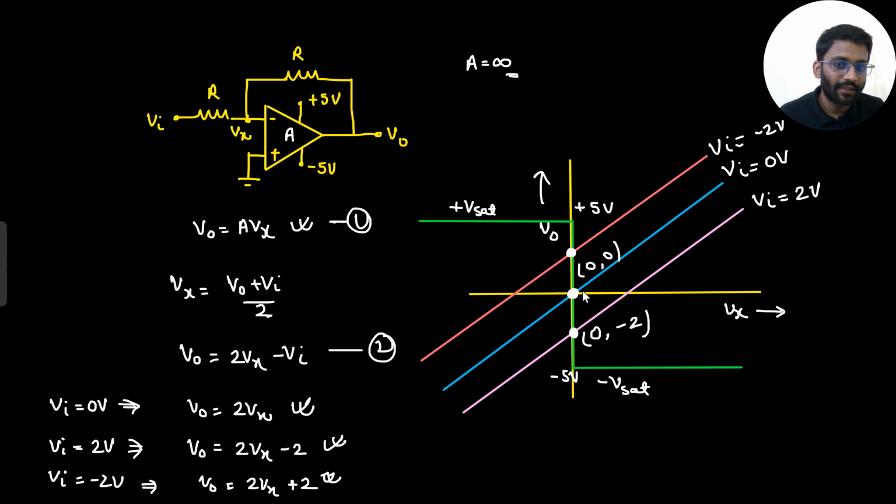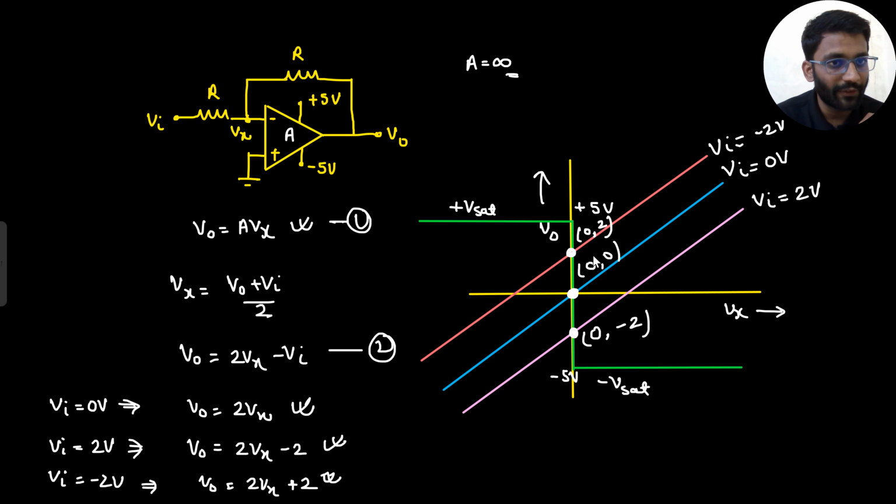Check for this point. The value of Vx is again 0 here. And what is the value of V0 here? That is plus 2 volt. So what can you see here? That no matter whatever the value of V in you are taking, the graph is always cutting at Vx equals 0 only. That's why virtual short is valid here.